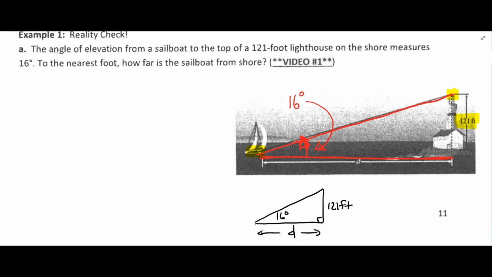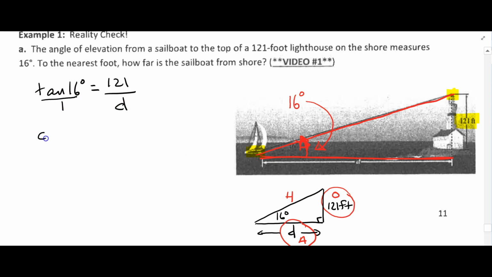So let's go ahead and mark our opposite and our hypotenuse and our adjacent, and we can see that I'm given the opposite side and I want to find the adjacent side. So the trig function that uses opposite and adjacent is the tangent. So the tangent of 16 degrees is opposite, which is 121, over the adjacent, which we're letting be D. And then we can put this over 1.